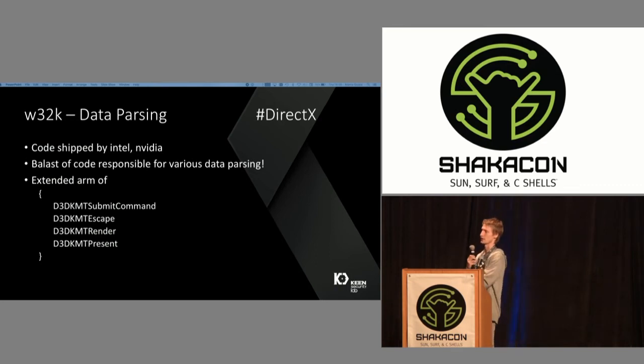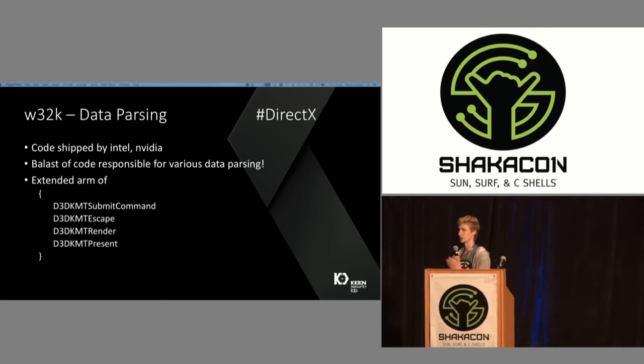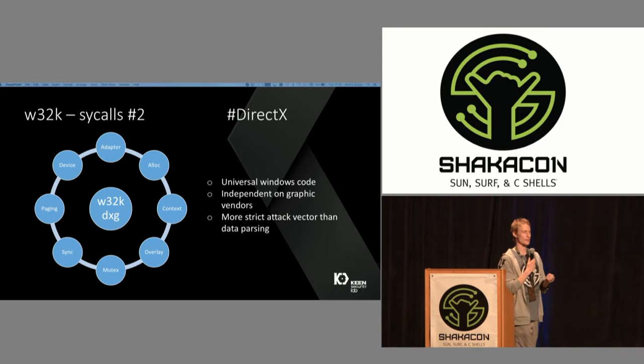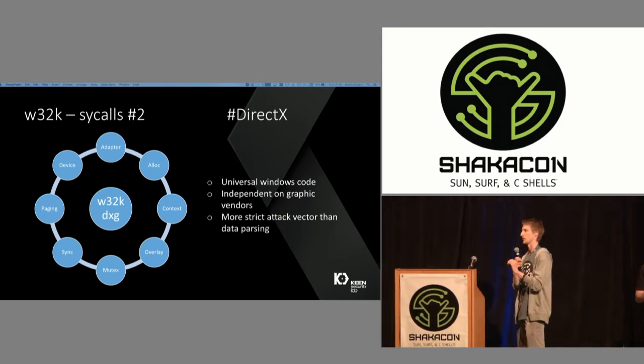Basically, these kinds of methods are a nice example, because, for example, on D3DKMTEscape, you provide some buffer which is parsed for a lot of properties. And as you can see from the past research of Nikita, there was a bunch of bugs, and still there are a lot. And the second part of DirectX is not about data parsing, but about content fuzzing, about the syscalls again.